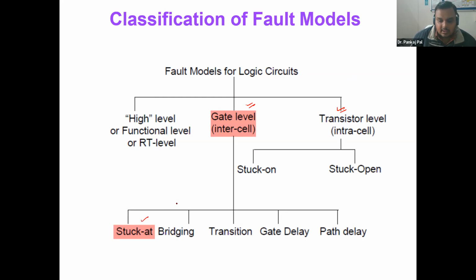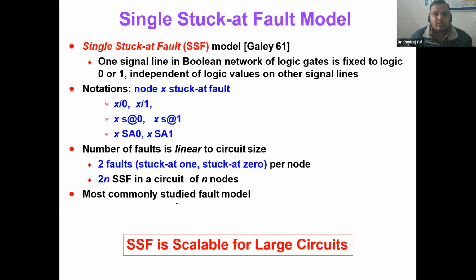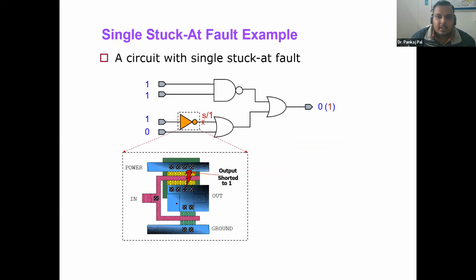Stuck-at means, as I already told you, I'll just come to the direct part. What is a stuck-at fault? If you look closely at this node, it is always stuck at one, whatever input you apply. Suppose I apply 0. I expect the output to be based on this 0, but it will always be 1.